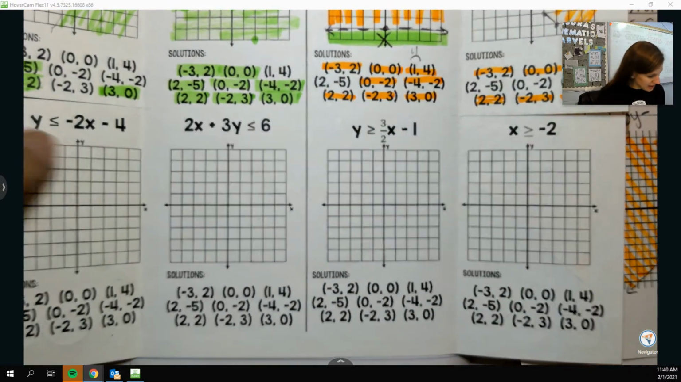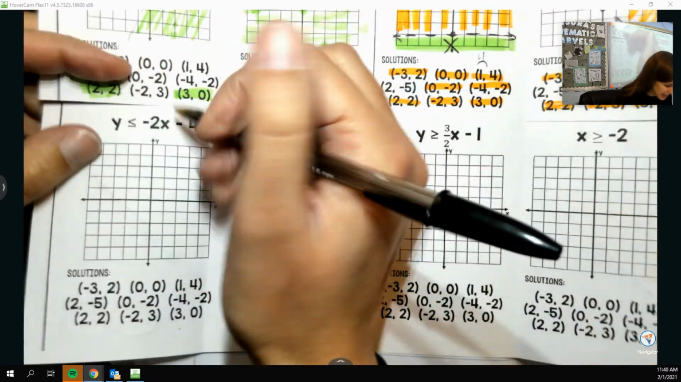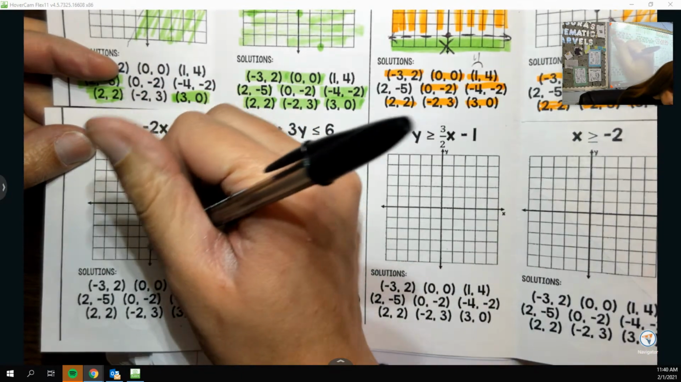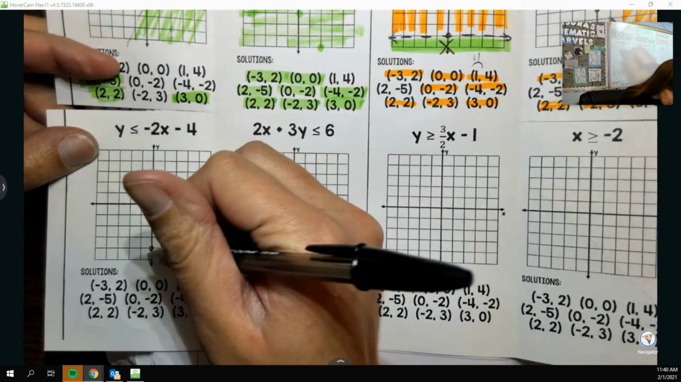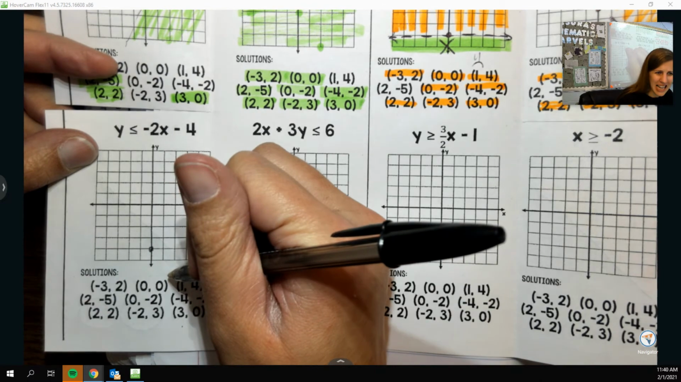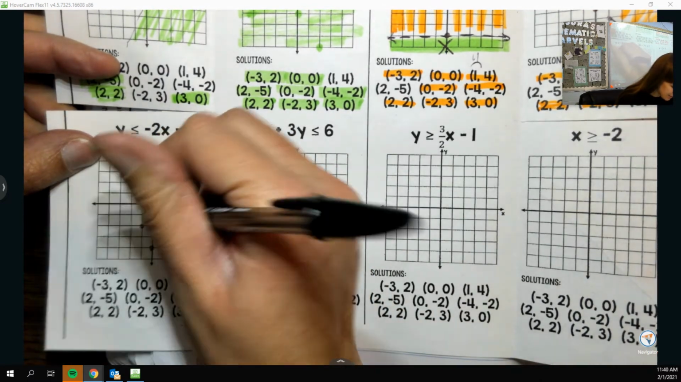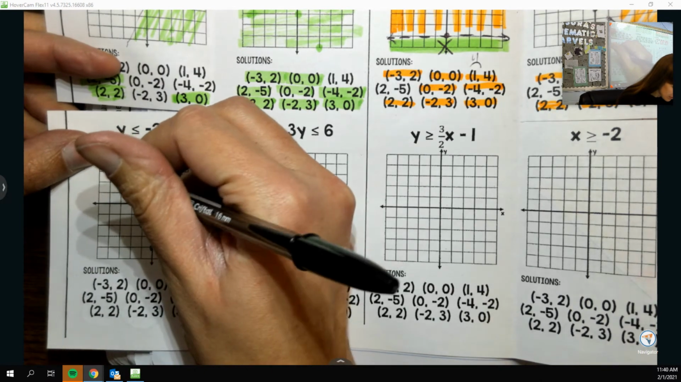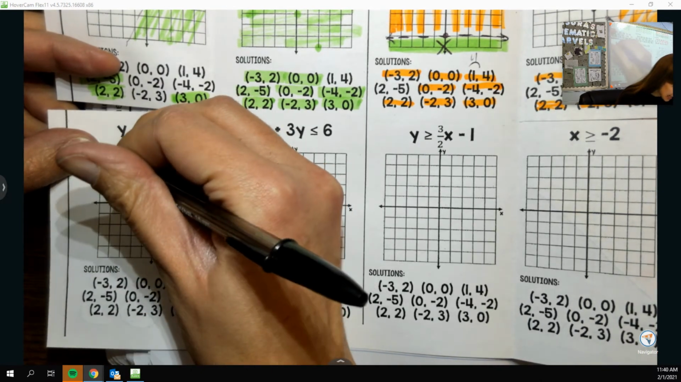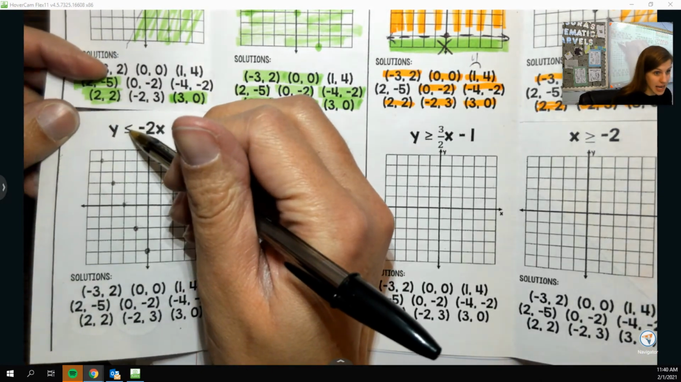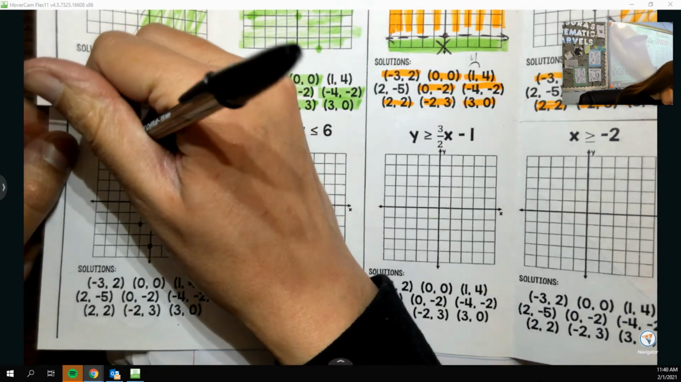Okay. Right here, we got a y-intercept of -4. 1, 2, 3, 4. A slope of -2. So I would go down 2, forward 1, but I kind of can't. So instead, I'll go up 2, back 1. Now this line is going to be solid because it's equal to.